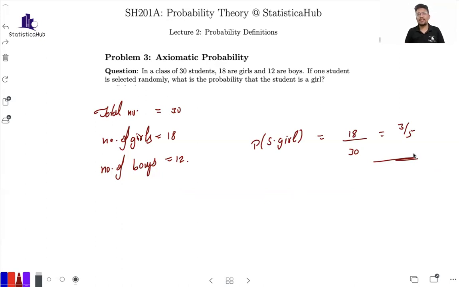This was a very basic introductory lecture in which we discussed some concepts about the classical probability, the subjective probability, and the axiomatic probability. I hope you are able to understand the concepts. That was all in lecture number 2.